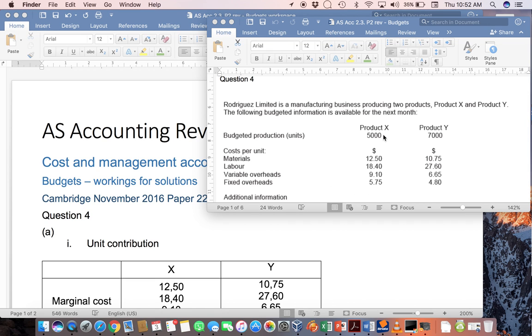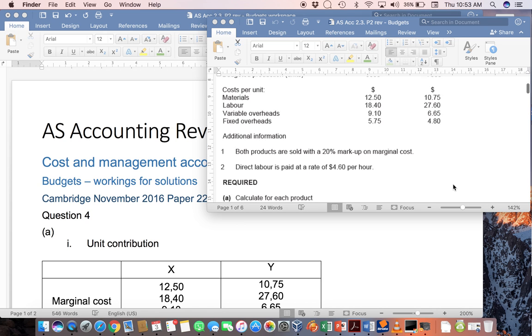So whether 5,000 units are produced or 4,000 or 6,000, the overall fixed cost would not change. In other words, the fixed overhead cost per unit will decrease the more you make and will increase the less you make. So you can see here you've got figures given for X and for Y.